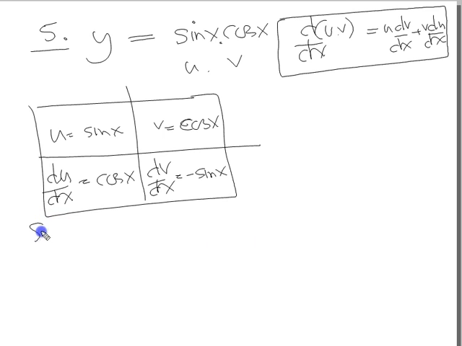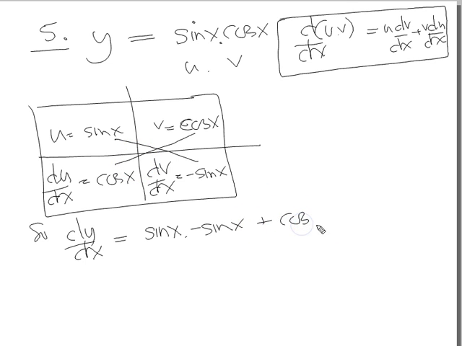So now we write down the answer then. So dy dx equals u dv dx. So sin x times minus sin x plus v du dx, which is plus cos x times cos x. There we are.